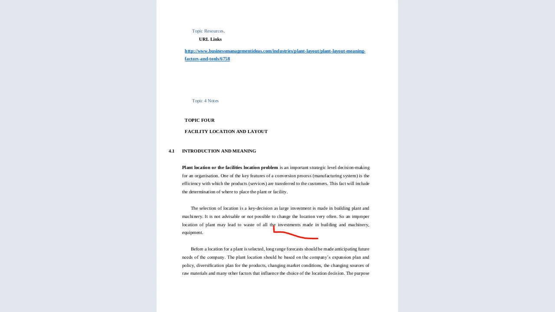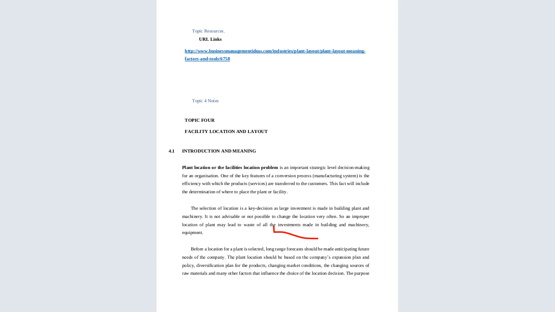This fact will include the determination of where to place the plant facility. So the selection of the location is a key decision as large investment is made in building, plant and machinery. It is not advisable or not possible to change the location very often.